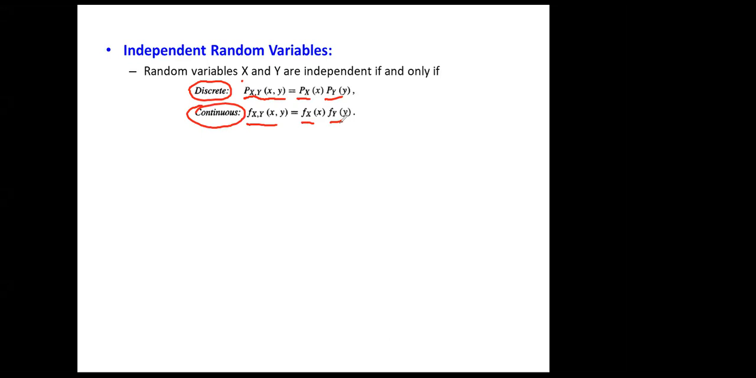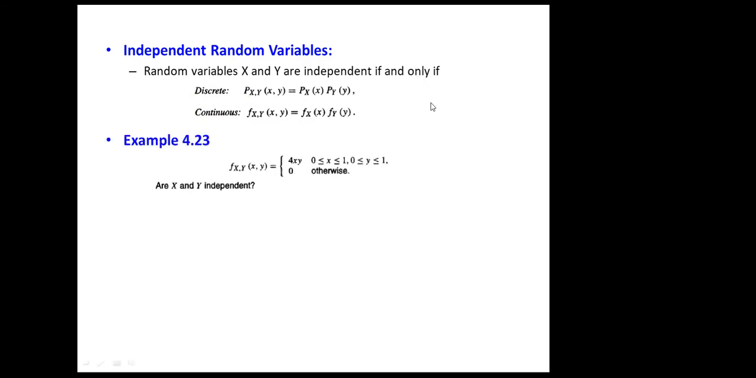So to understand this more, let's see one example. Example 4.23 says that we have a joint PDF, so we are talking about continuous random variables. The joint PDF equals 4xy, where the x limit is from 0 to 1, and the y limit is also from 0 to 1. And they are asking whether X and Y are independent or not.